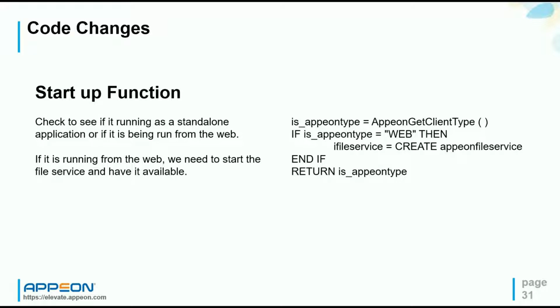So if it's running from the web, we need to start the file servers and have it available. So the first thing I need to do, and this is available in your workarounds, is this Appian get client type. And I use this a lot. I also set up an instance variable that's in a global function that allows me to at any time know, is this the web or not the web? And I use that especially when I start going into the file service area. So if IS Appian type equals web, the one thing I do need is the file service. So I'm going to at that time also create the file service so it's available.